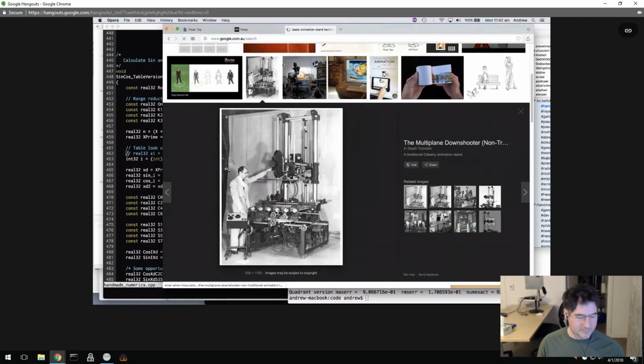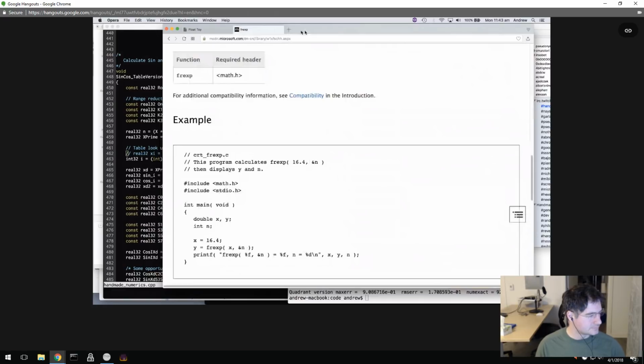And that's the rule of thumb that they used to use. This is an Oxberry animation stand. The Disney multiplane camera was similar. They really only work to 0.01 of a degree. Anything smaller than that is not really perceivable as a rotation.